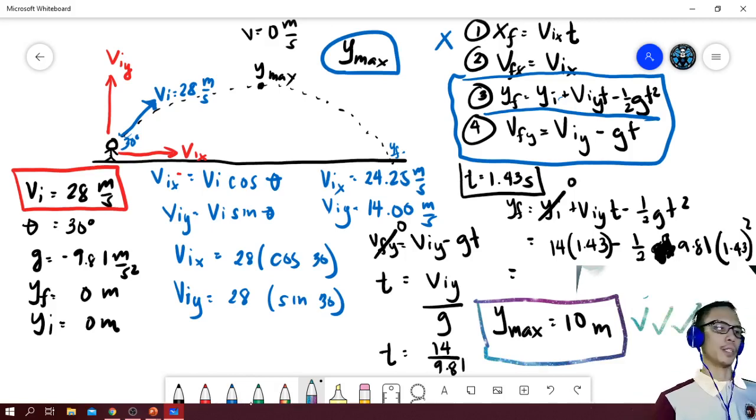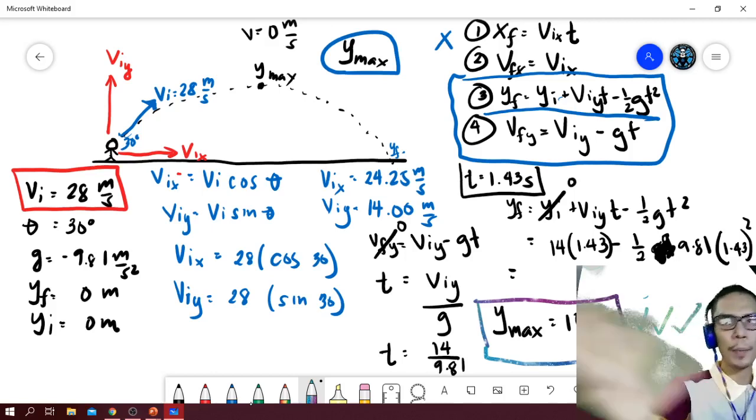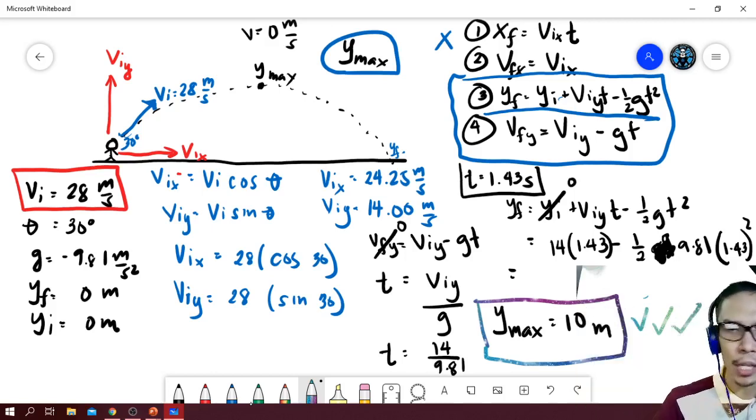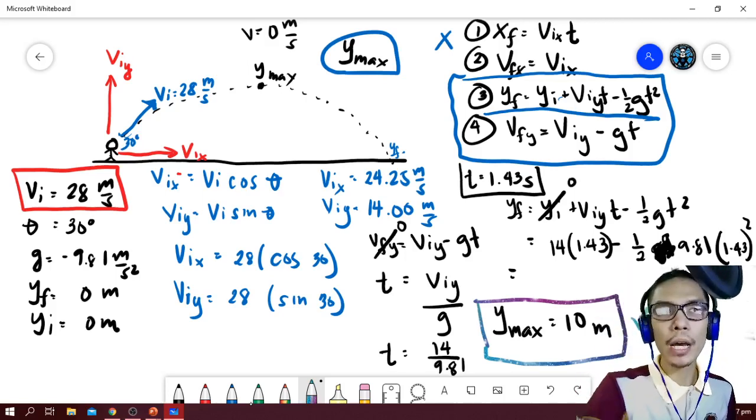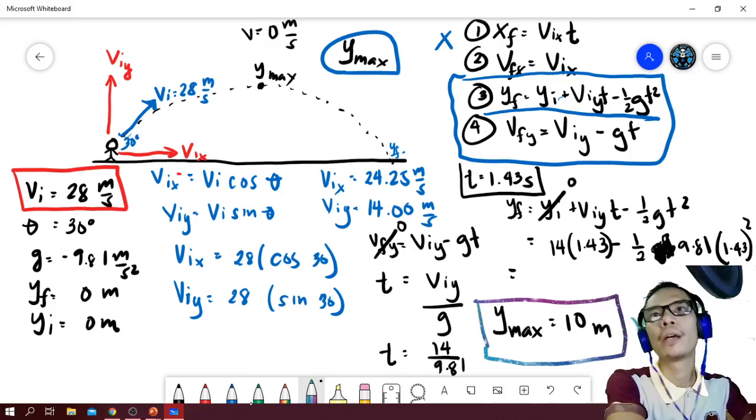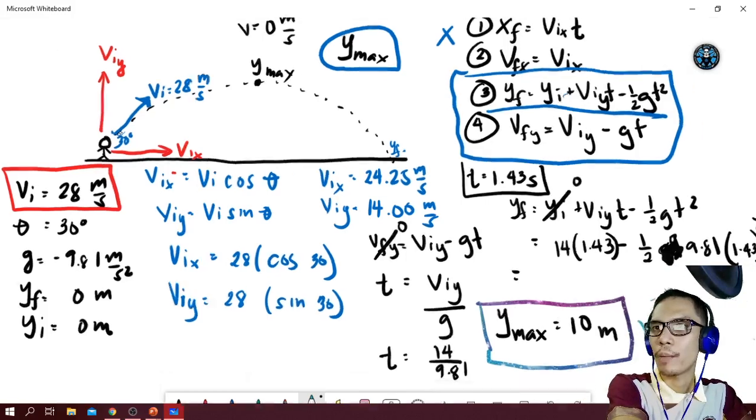So that is 10 meters for this question. A soccer player kicks the ball, then it reaches 10 meters. That is its maximum height. So that is for the second problem. Now let's go to the next problem.